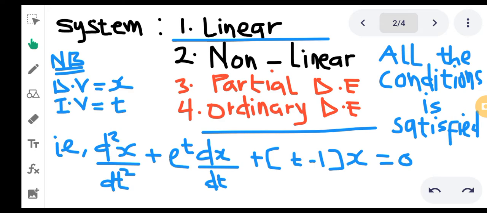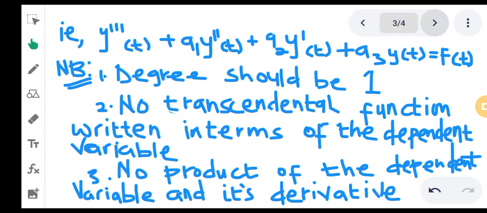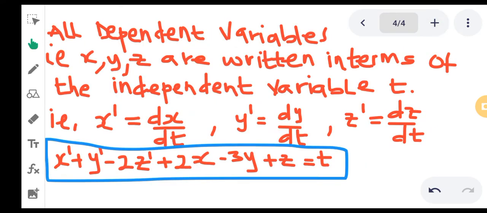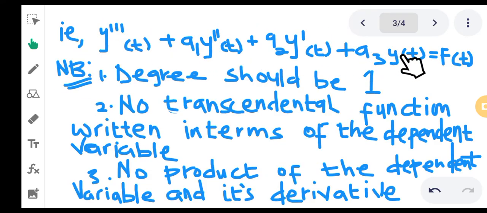So that is a quick recap of a linear differential equation, and that will help us understand systems of linear differential equations well. So I wrote this example, a system of linear differential equations: y triple prime of t plus a1 y double prime of t plus a2 y prime of t plus a3 y of t is equal to f of t.